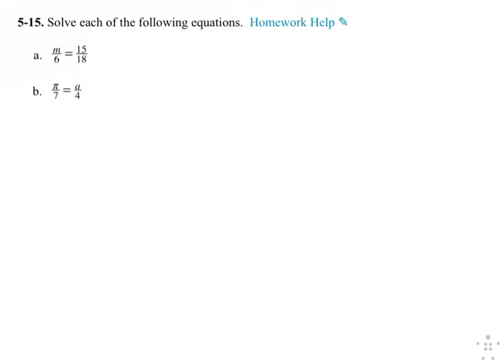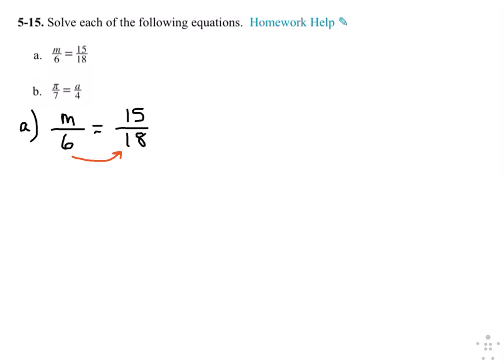Okay, for number 15, they want us to solve. So for A, let's do A here. m over 6 equals 15/18. Again, you could cross multiply, but I think it's easier in this case to see what they're doing.